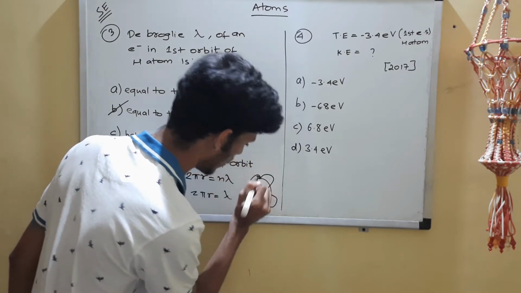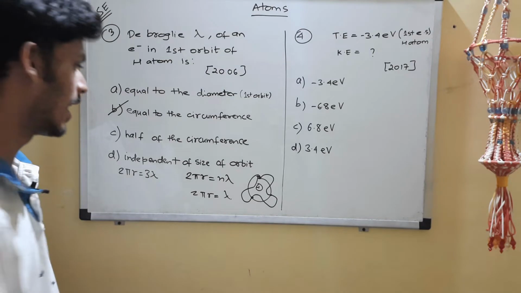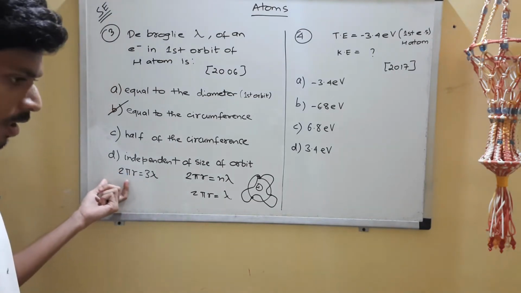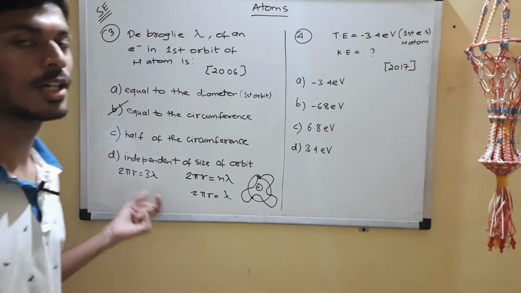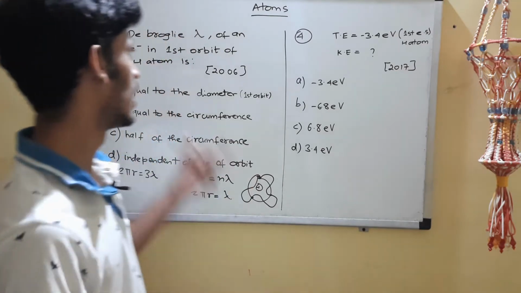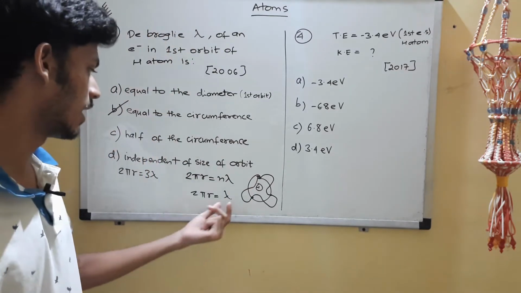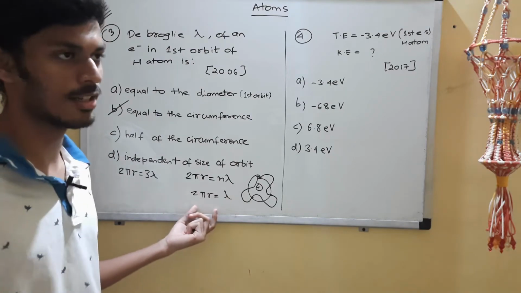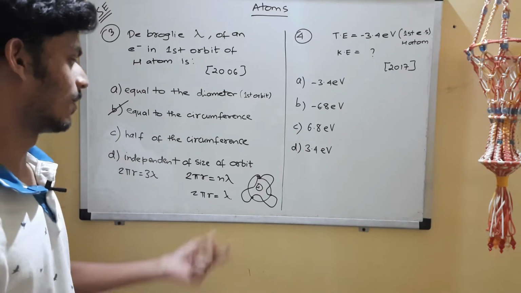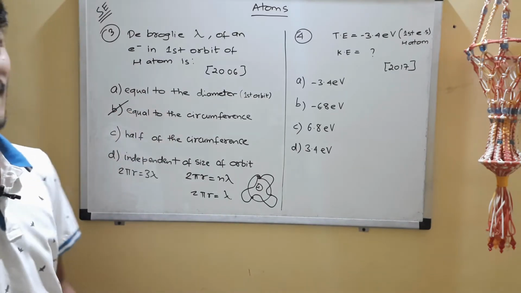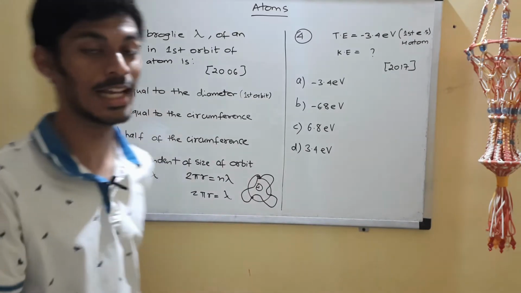And this is the third wave. Okay, you get the point, right? So for the third orbit, the circumference will be equal to 3 times the de Broglie wavelength. In our case, it's the first orbit, so n is 1. So 2 pi r, the circumference, will be equal to the de Broglie wavelength. Okay, and that's our answer over here. I hope you can visualize it better now.